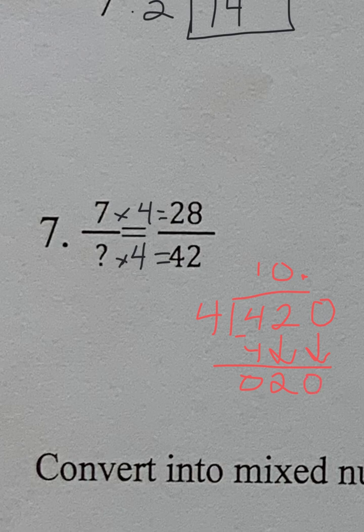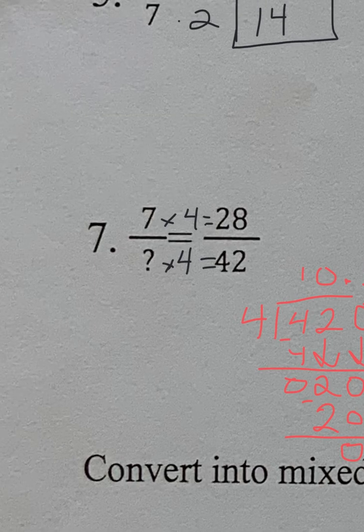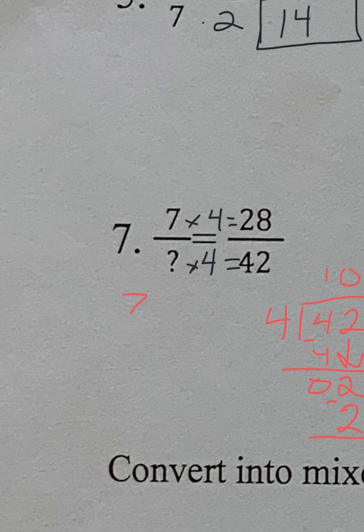4 goes into 20 5 times, and I write that up here. 5 times 4 is 20. So 20 minus 20 is 0. So my answer is 10.5. I'm going to bring that over here and say that 7 over 10.5, in a different color, is equivalent to 28/42. That's my answer.